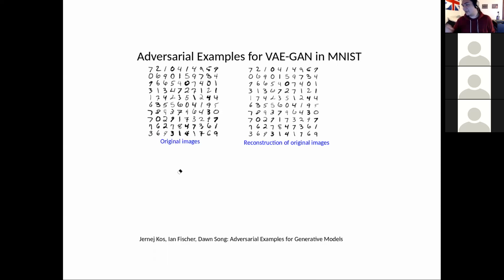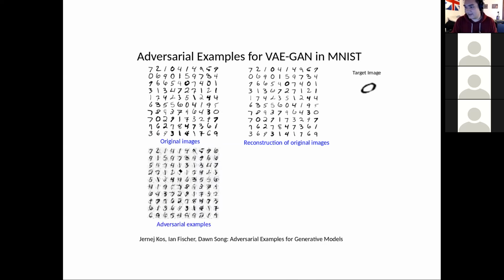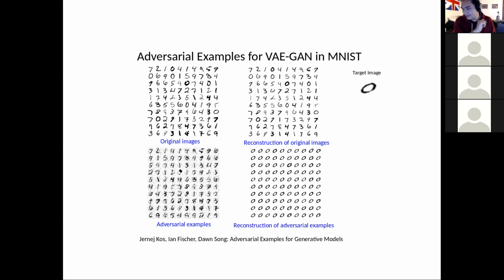And so we can actually generate untargeted adversarial examples for the VAE GAN and MNIST. Here we have the original images and the reconstruction of the original. So we can see that our compression method is actually working pretty well. The target image is 0. And so we can have some adversarial examples that look a little bit like this. And when we decompress these adversarial examples, we get all zeros. So these generative methods are actually very attackable, even with just a little bit of data. I think this is very cool.